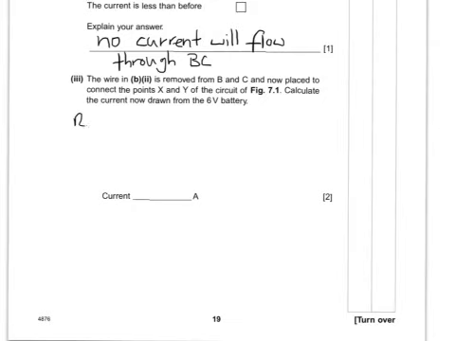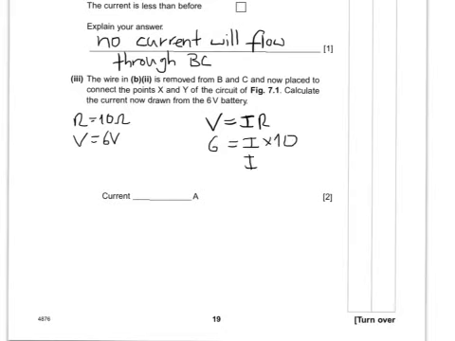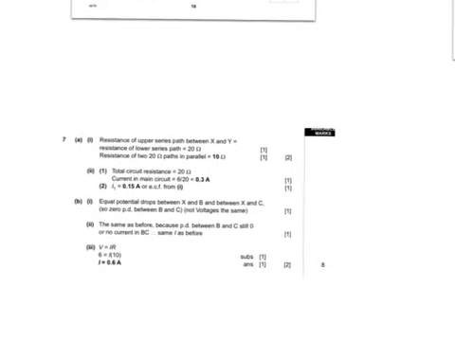So our resistance is 10 ohms, our voltage is 6, and we're going to use our V equals IR again, and this time 6 is equal to I times 10. I equals 6 divided by 10, so 0.6. There we go, that's it done. Let's have a wee quick look at the mark scheme, see how we got on.